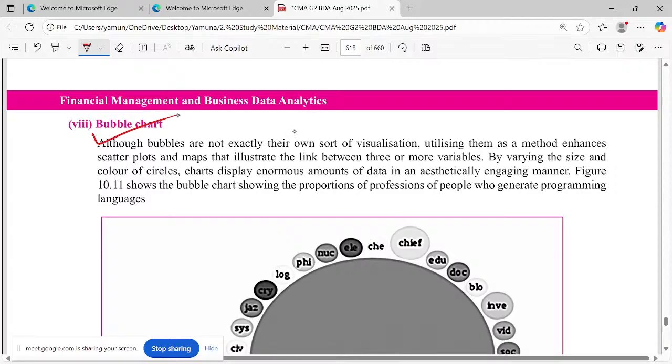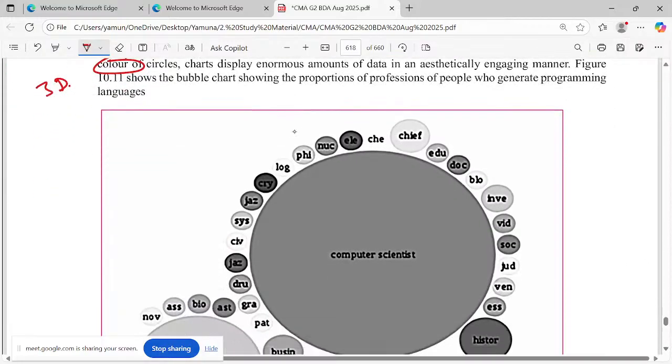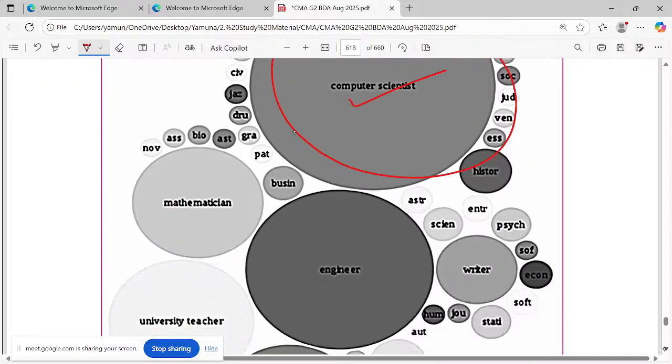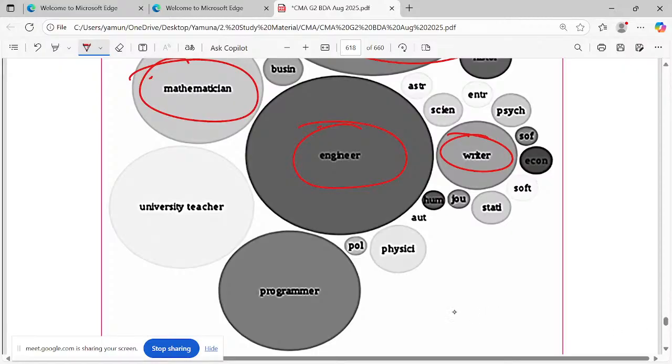Then yes, bubble chart is one highlight where instead of drawing different pictures, we'll go for drawing bubbles, which means in a 3D picture it will look like bubbles. If you go for a 2D picture, it will look like different circles are drawn here. So different circles will be drawn, and if you see this big circle, how many computer scientists are here? How many IT persons working in India? This circle, how many mathematicians are there? This circle, how many engineers are there? This circle, how many writers are here? So this is how each and every bubble will be telling the data about the different characteristics or different areas.